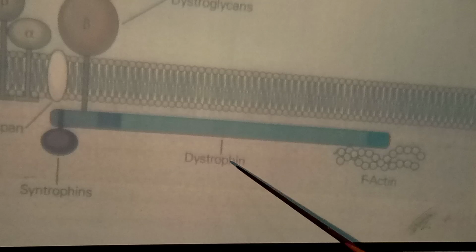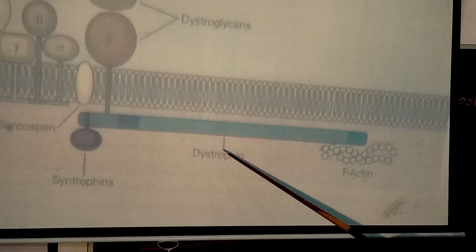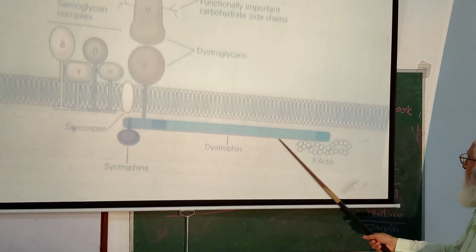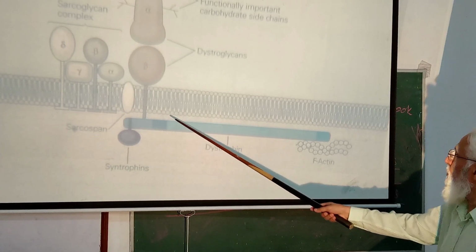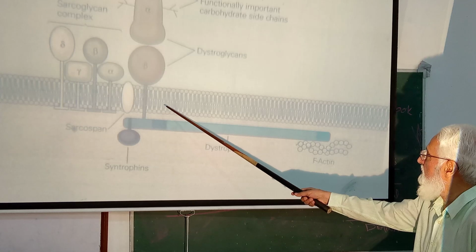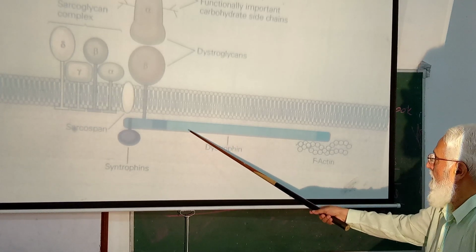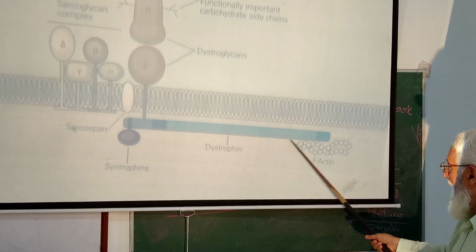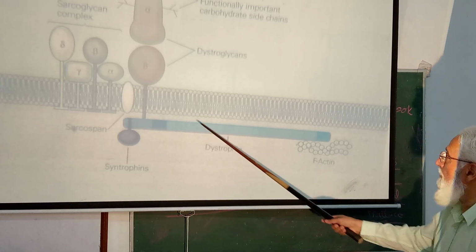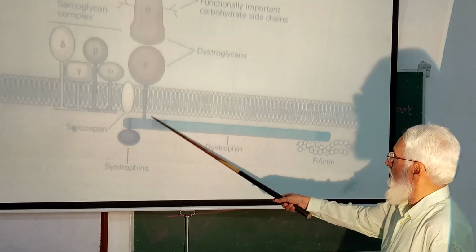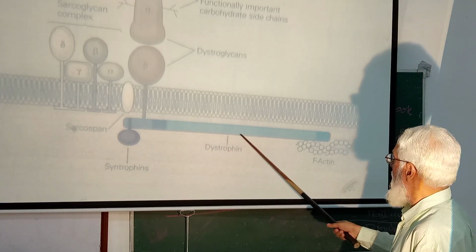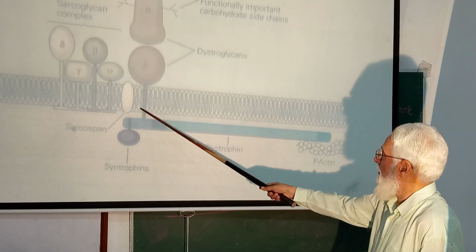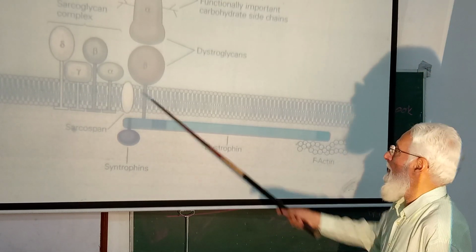So this protein dystrophin connects the actin with the protein in the muscle's cell membrane. This is the dystrophin, connecting the actin with the muscle cell membrane.